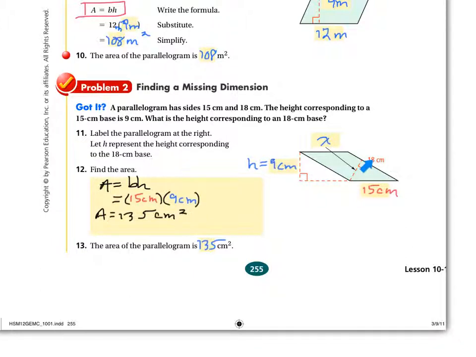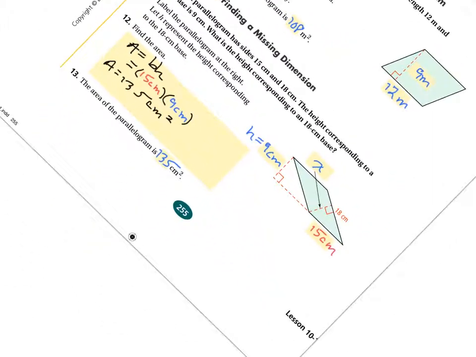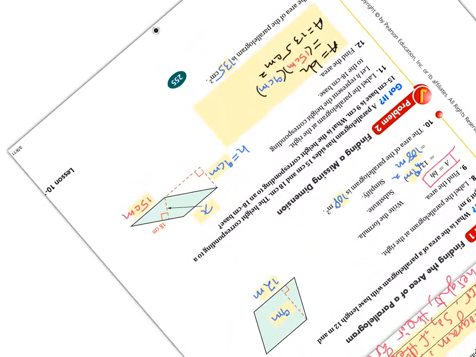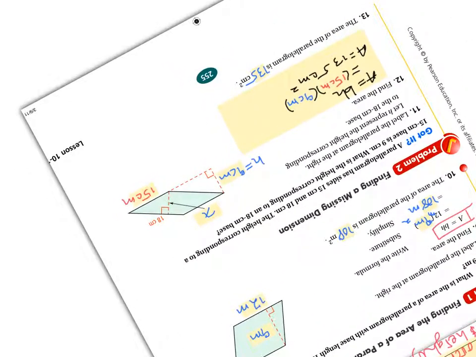Now I can't turn, well I guess technically I can. Hang on, let me turn my paper. Isn't that awesome? See? Okay, so I can turn my paper so that this height now is the same as my ground. I'm sorry, this base of the parallelogram is the same as my ground.